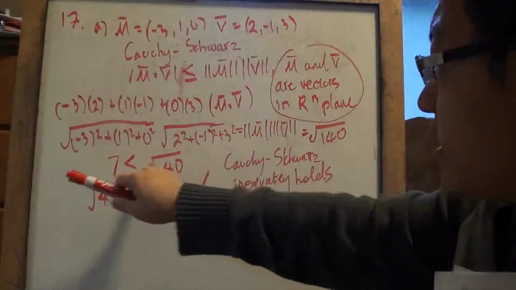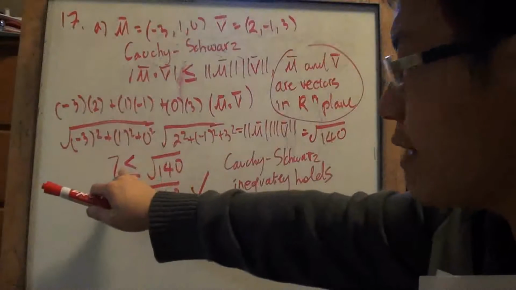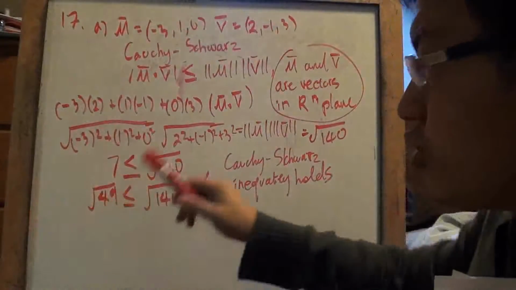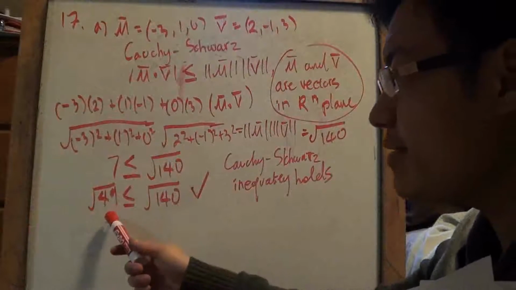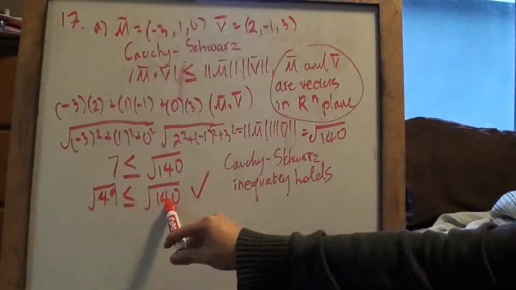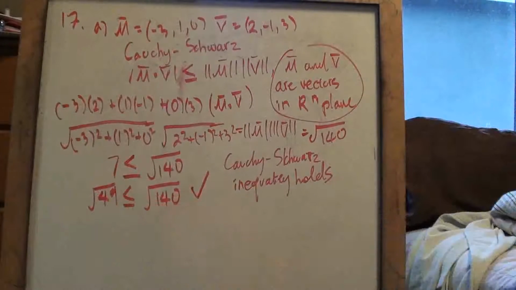It doesn't matter how you do it. Punch in square root of 140 and look at the actual number, or just make 7 become a square root, like this. 7 times 7 is 49. It works just fine. If I do it this way, then you say yes, that condition is true, because 140 is totally bigger than 49, so the Cauchy-Schwarz inequality holds.